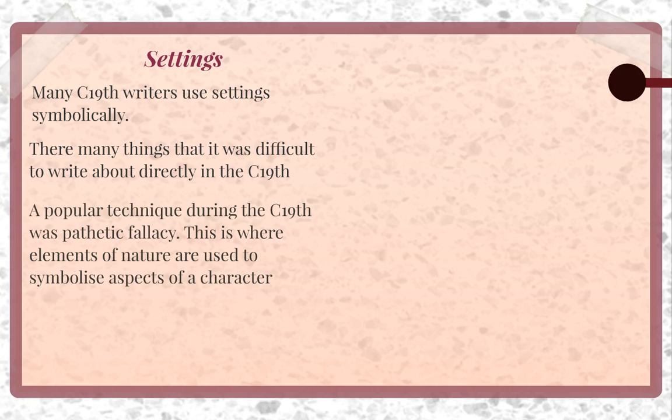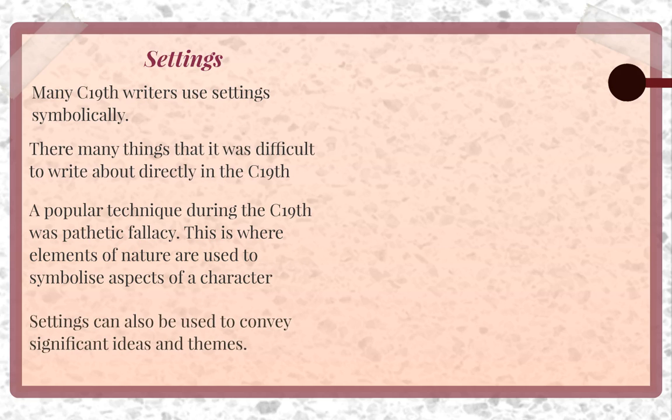So what happened was that writers used settings symbolically, and a really popular technique was something called pathetic fallacy. This is where elements of nature, so for example a landscape, the weather, whatever it might be, are used to symbolise aspects of a character's personality or their emotional state, or maybe to suggest a mood or an atmosphere. Settings can also be used, as well as conveying character and atmosphere, to convey to us significant ideas and themes that the writer wants to address.